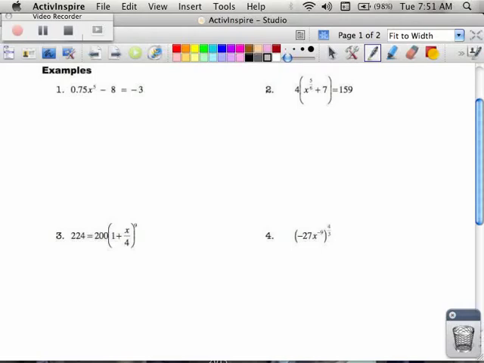So we're going to start working with the equation by, first of all, undoing the -8 with a +8 on either side. And we'll get 0.75 x to the fifth power equals +5. And then the next step would be to get rid of the 0.75 that's being multiplied by the x to the fifth power. So we divide both sides by 0.75.